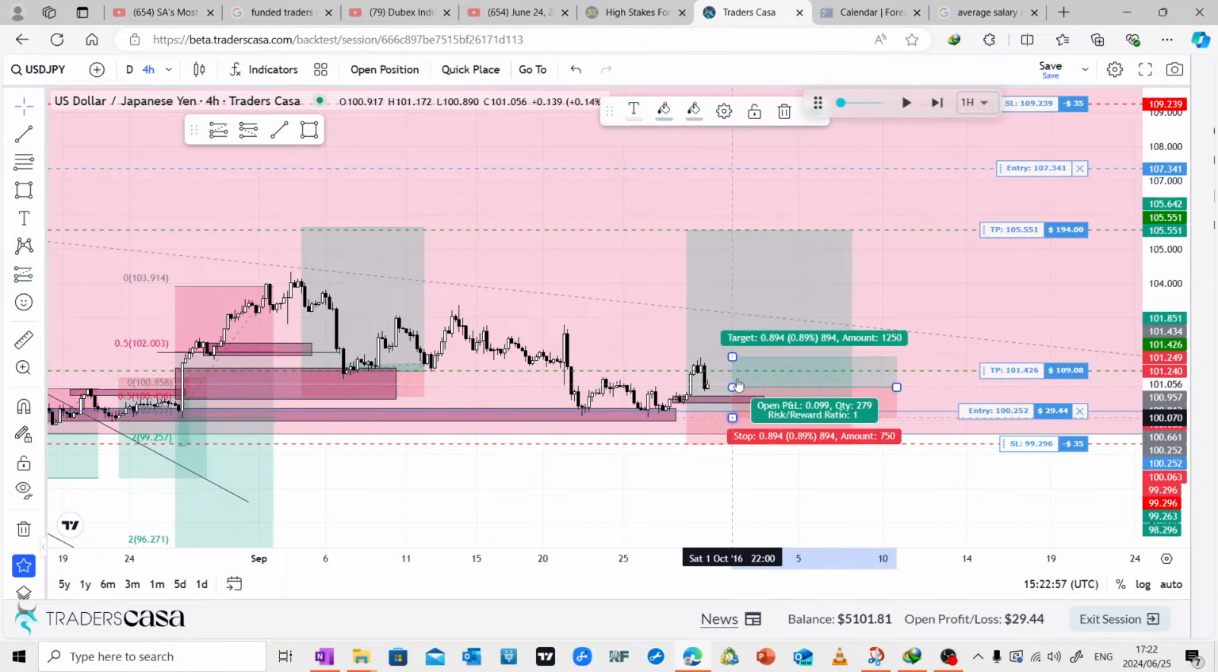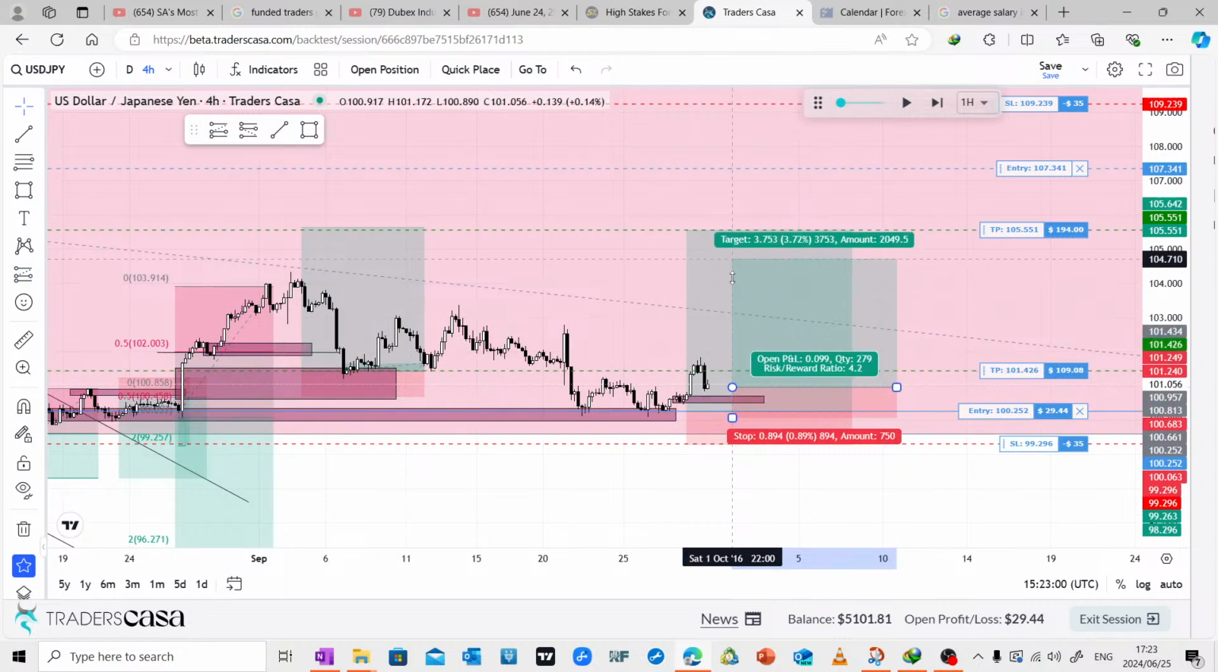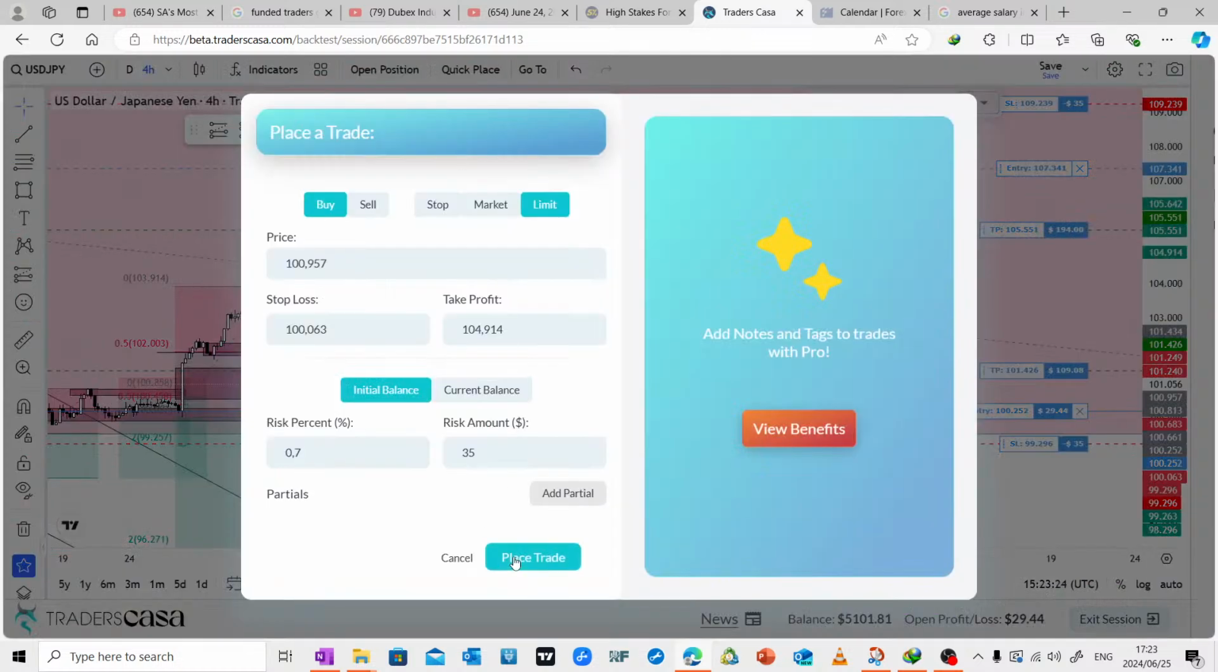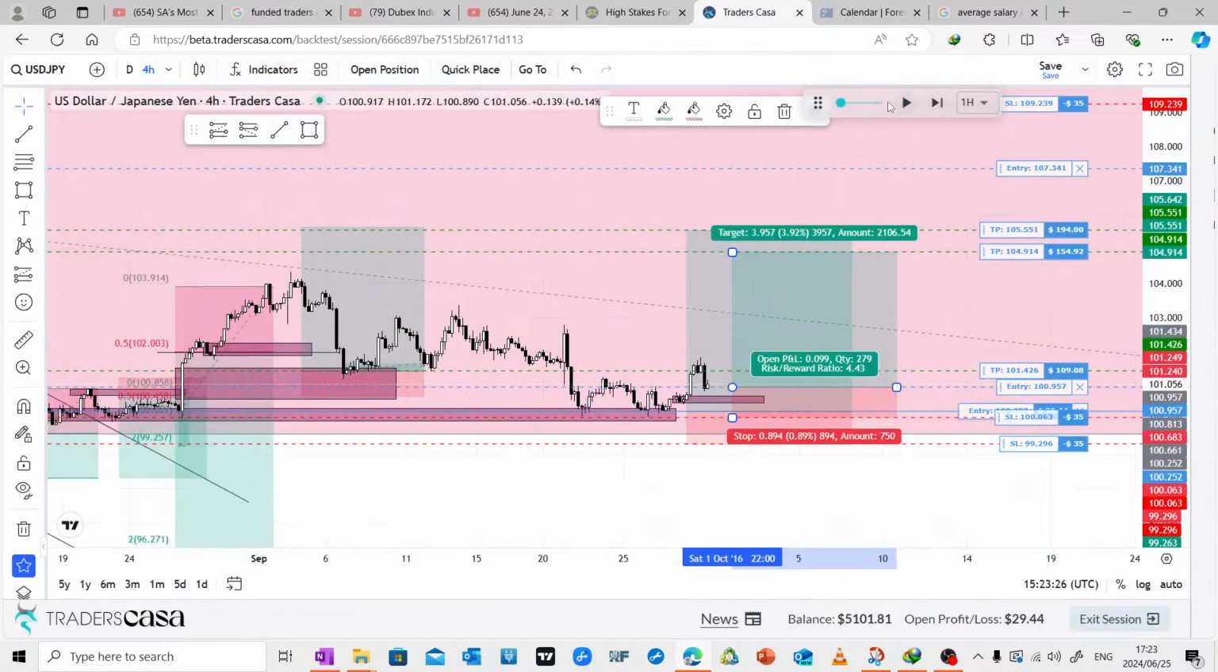So I'm adding more positions. First I could target this, target that, but it depends. I'll see. Say I'll target somewhere there. I stop at 89 pips. Open position. Place trade. Now I've got 1.4% at risk.